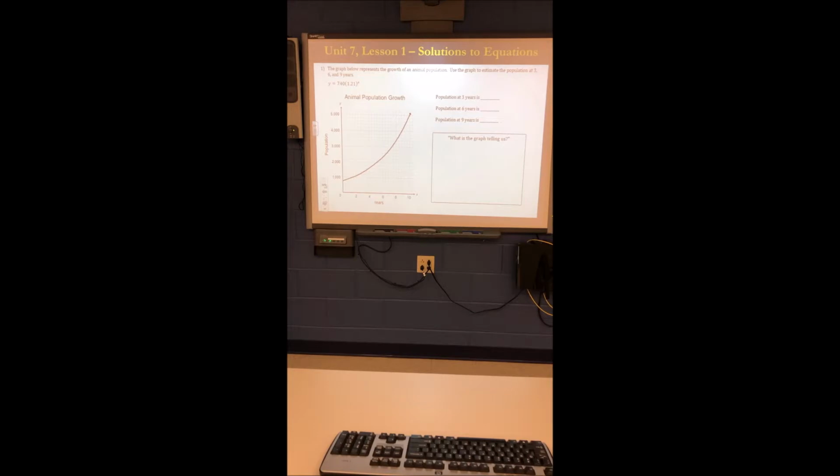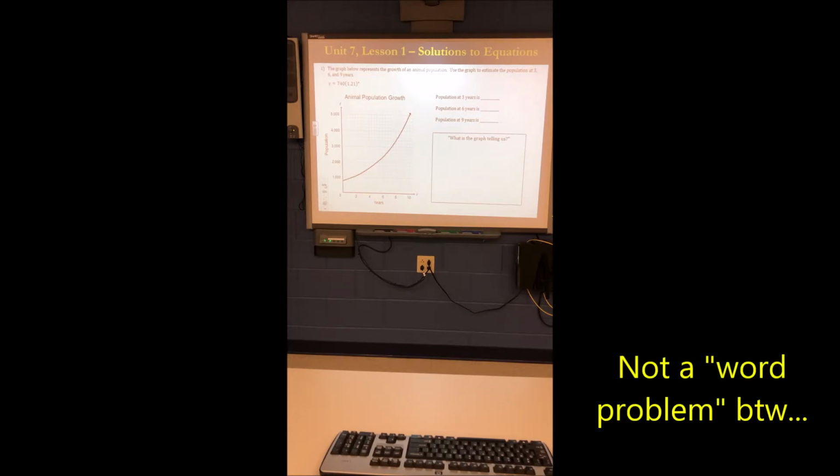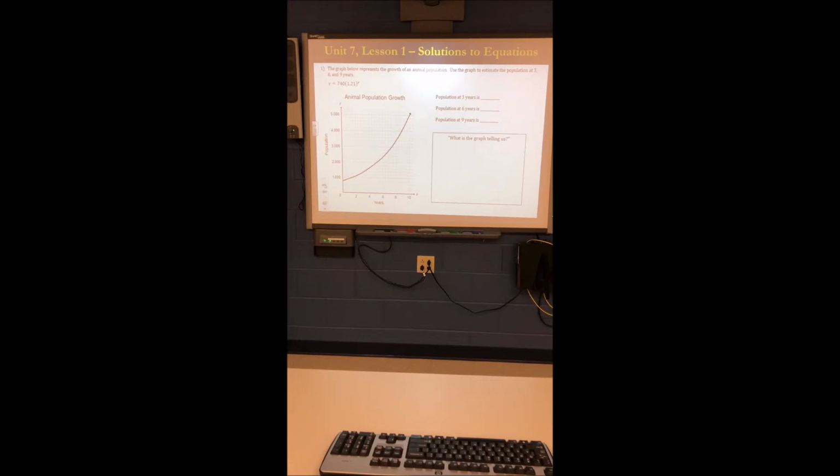Let's do number 1. The graph below represents the growth of an animal population. Use the graph to estimate the population at 3, 6, and 9 years. Okay, well, this is an easy one. The population at 3 years, so again, our x-axis down here, 3, we can find it, somewhere in there, and we can estimate. So our x value is 3, the y value would be something, right? That just kind of makes sense. That we know how to do that.